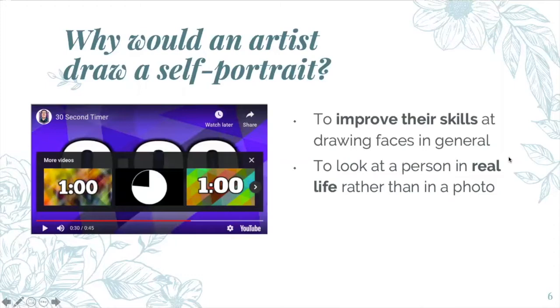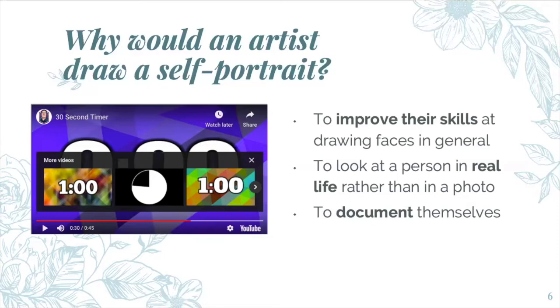Another reason why self portraits are important to draw is to look at a person in real life rather than in a photo. So you're able to look at a mirror or a photograph or some type of image of a person so that way you can look at yourself and think about, okay, my eyes are almond shaped and my nose is a little bit turned up. So that way you can spend the time looking at these different shapes and getting an understanding of what the shapes on your face as well as anybody's face look like.